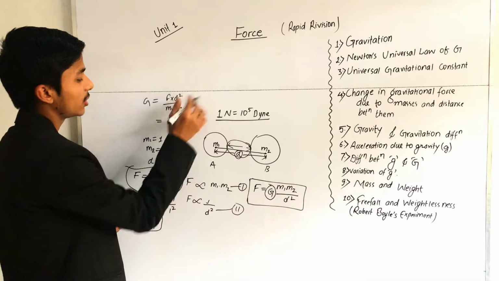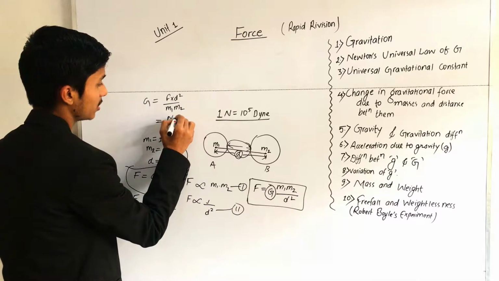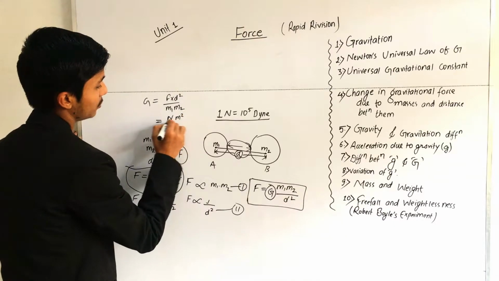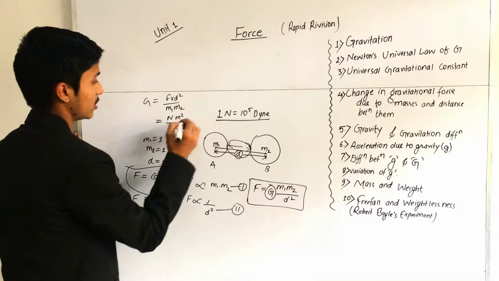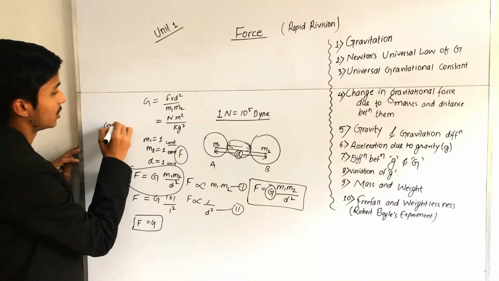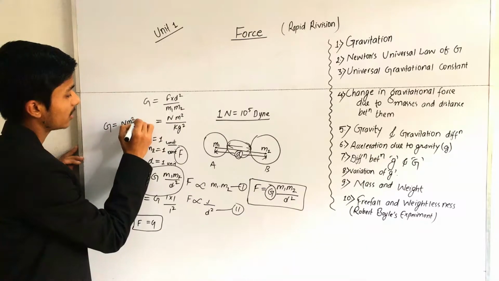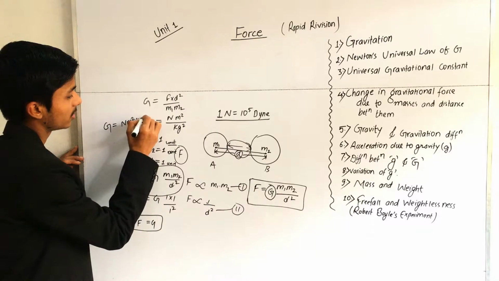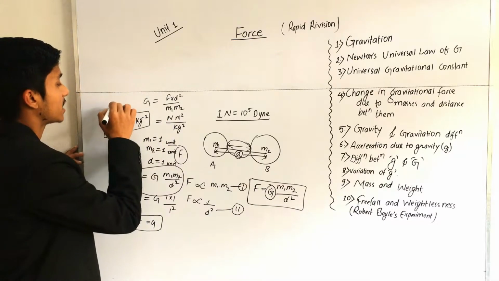Now we write the unit for each quantity, that is, for force we write Newton, for distance we write meter square, and for two masses we write kg square. So we can write here that the unit of G is Newton meter square per kg square. This is the SI unit.